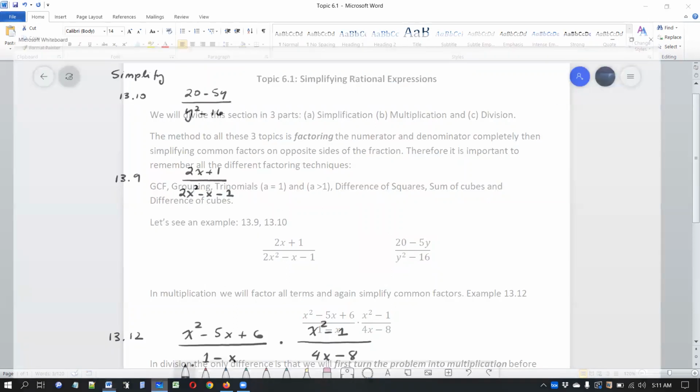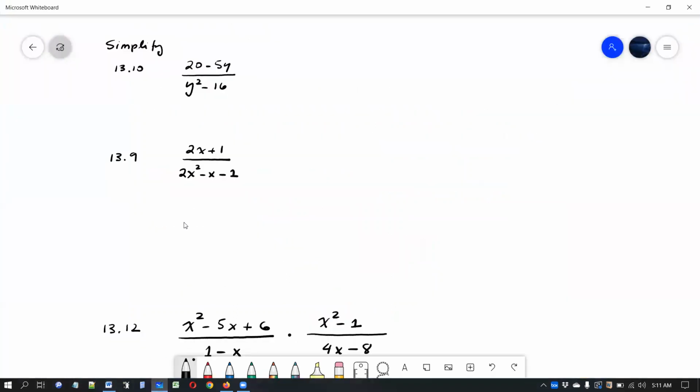Okay, so we'll take a look at the simplification examples. I already wrote them here to make the video go a little bit faster. We'll start with 13.10 first. These examples are in the workbook, but I'm going to do them here so that you have them for your notes. So the technique is, as I said before, you will factor the numerator and the denominator completely before simplifying anything or multiplying or dividing. In this case, it's just to simplify.